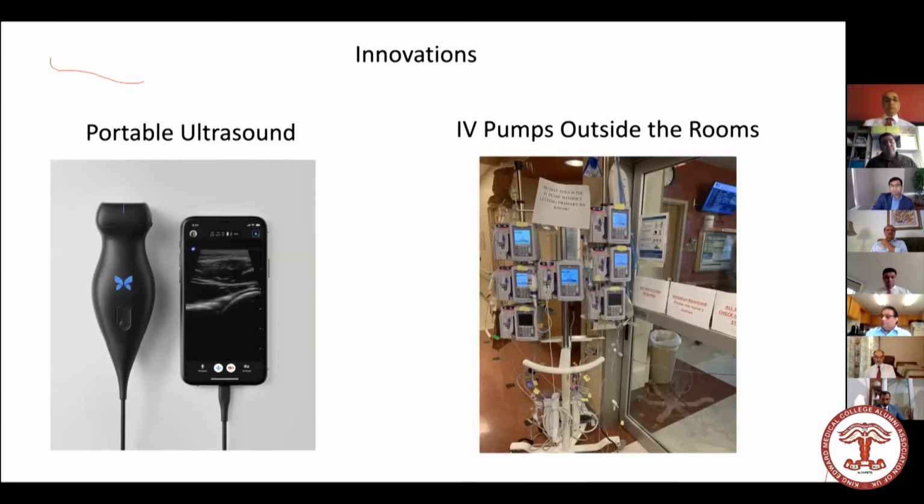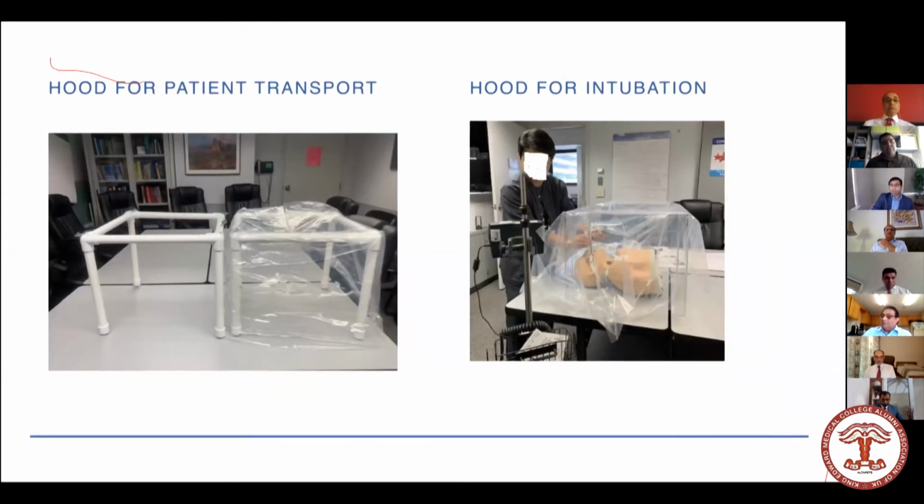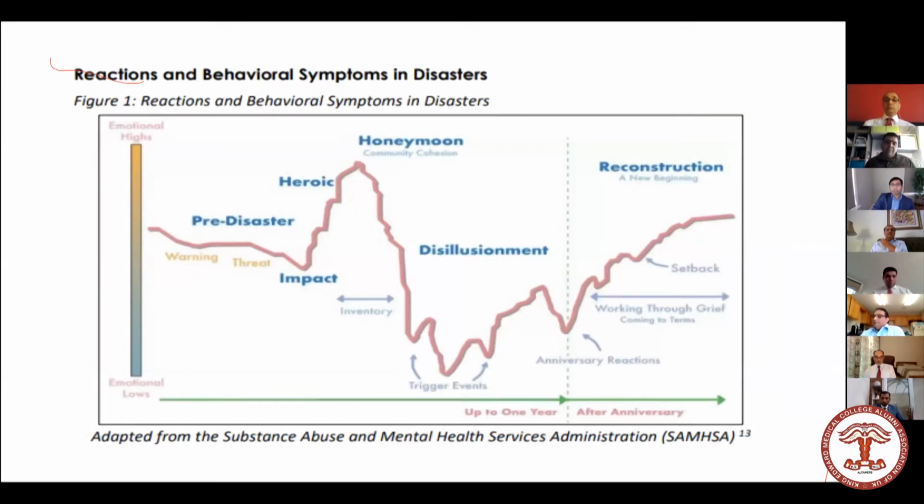We've done some innovations. On the left, we have portable ultrasound, which is now standard in all COVID ICUs. We have brought all the pumps out to decrease the risk of exposure. We have brought the ventilator out to decrease the risk of exposure. This is the trach set to decrease the risk of exposure. There are hoods that we created for patient transport, for intubation, and for bronchoscopy.